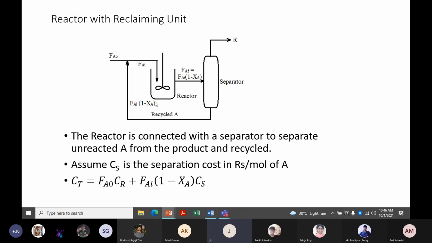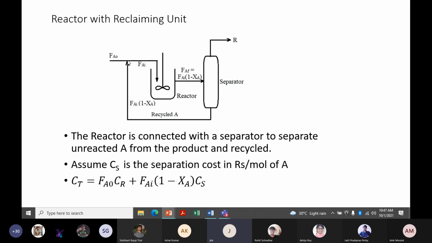And if we have a reactor connected with a separator, FA0 is the molar flow rate, and the reactor outlet flow rate is FA1 (1 minus XA). This fraction of unreacted A is separated in a separation unit and recycled back to the reactor. So what is the recycled stream? FA1 (1 minus XA), the same, say completely separated and recycled. So the same flow rate FA1 (1 minus XA) is added to the feed again.